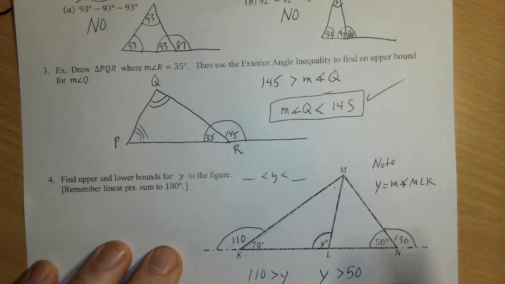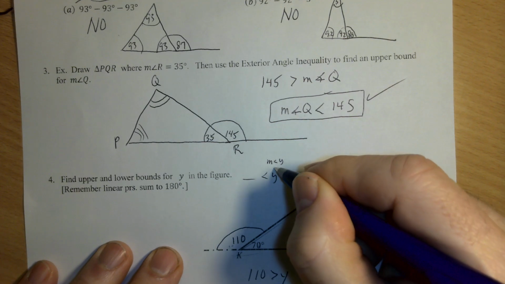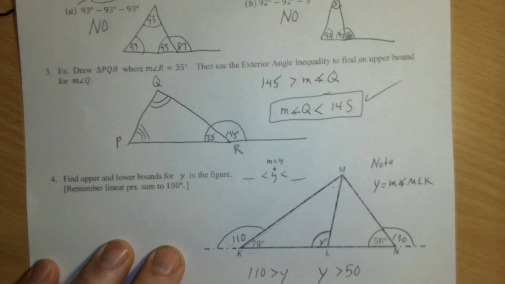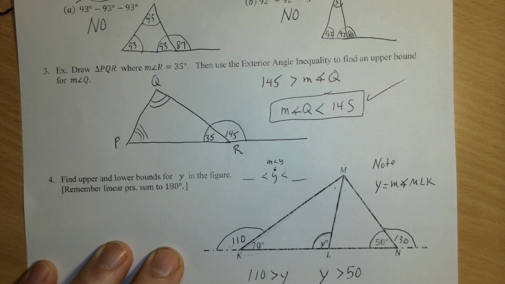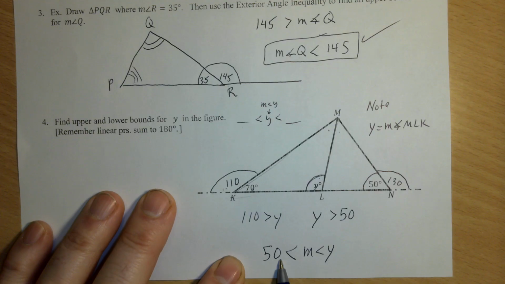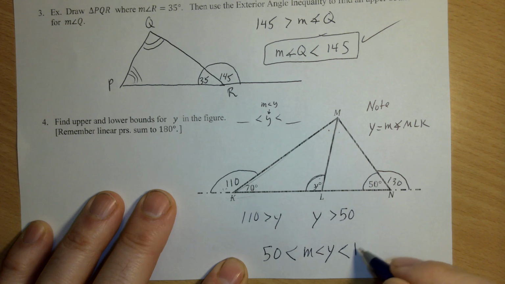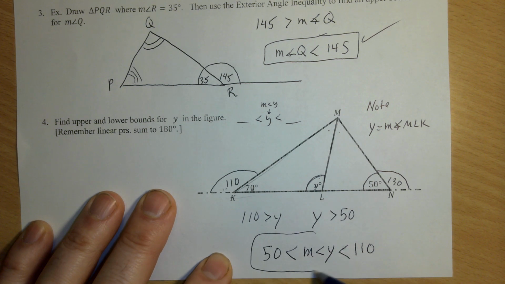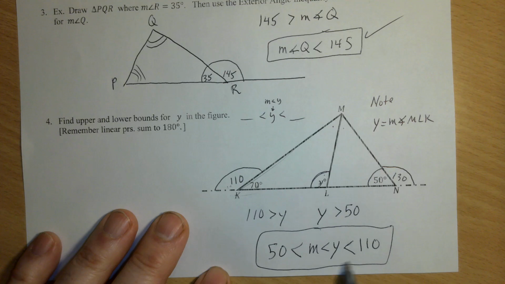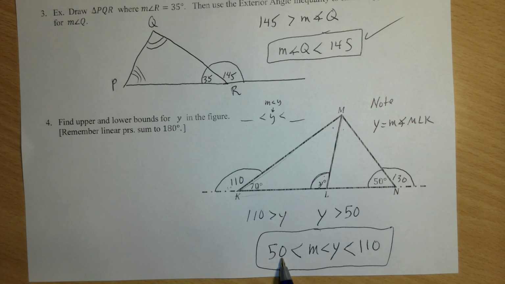I think that gives us exactly what we need. So now we have, I'll write it down here, and actually up here I should have called this the measure of angle y. The measure of angle y is greater than 50, which means 50 is less than the measure of angle y, and the measure of angle y is less than 110. Therefore, we found an upper bound, which is 110. It's no more than 110. And we found a lower bound of 50. It is no lower or less than 50.